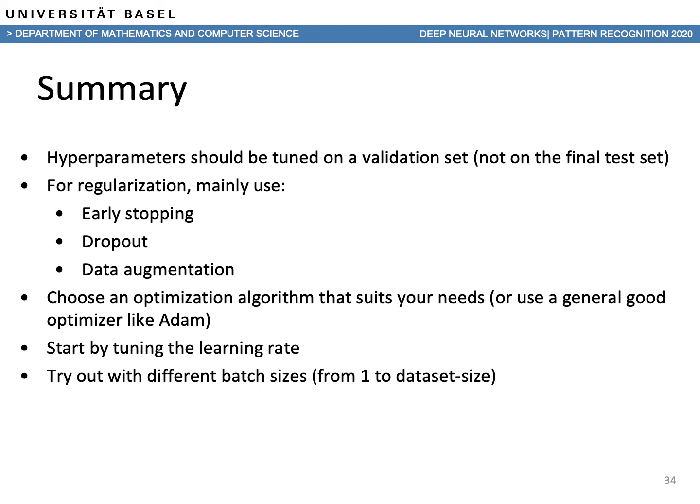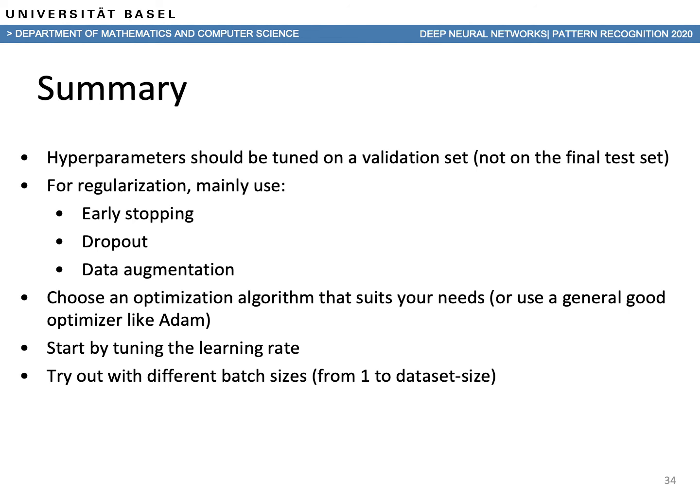Finally, as a summary of all this hyperparameter talk, hyperparameters should be tuned on a validation set, not on the final test set. For regularization, what you would mainly use is early stopping, dropout, or dataset augmentation. And you have to choose an optimization algorithm that suits your needs, or you could also use a generally good optimizer like Adam. I'll definitely say that Adam is the most commonly used optimizer for deep neural networks nowadays.